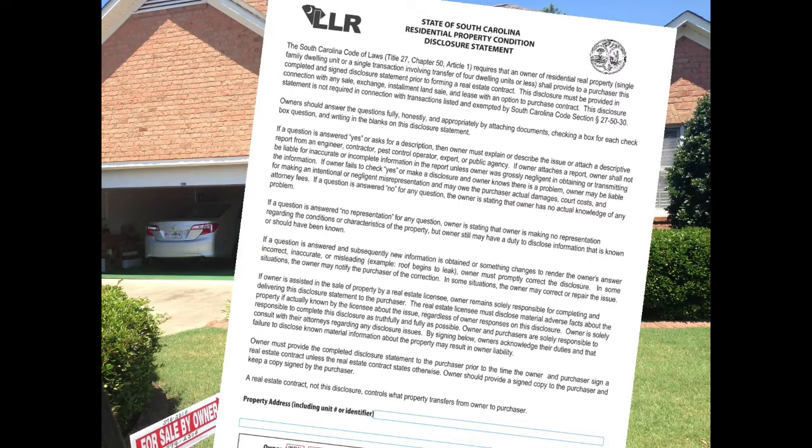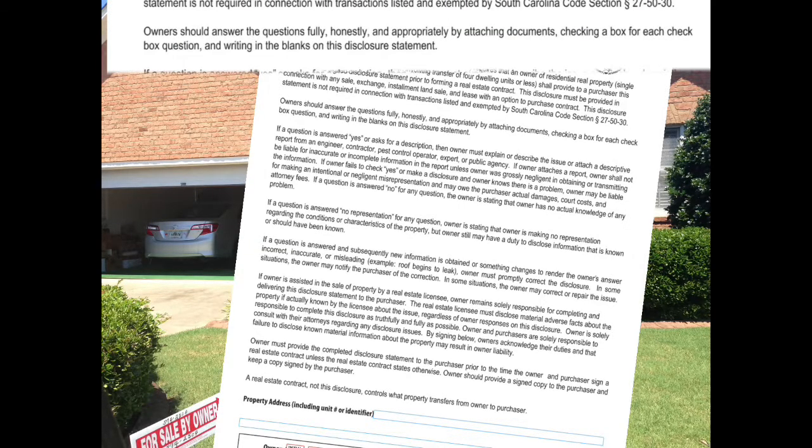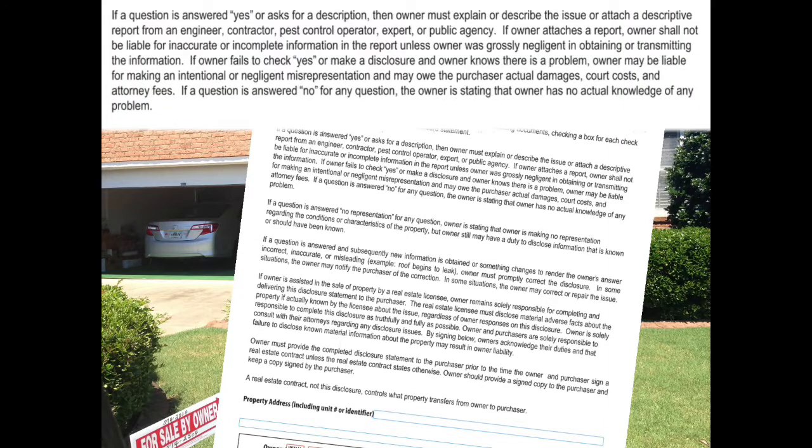Underneath that paragraph, you see the owner should answer the questions fully, honestly, appropriately by attaching documents, checking a box for each checkbox question, and writing in the blanks on the disclosure statement. If you answer yes to any of these questions, the owner must explain or describe the issue or attach a descriptive report from an engineer, contractor, pest control operator, expert, or public agency.